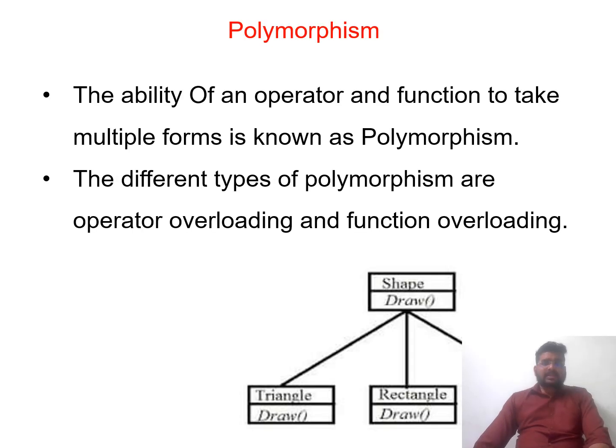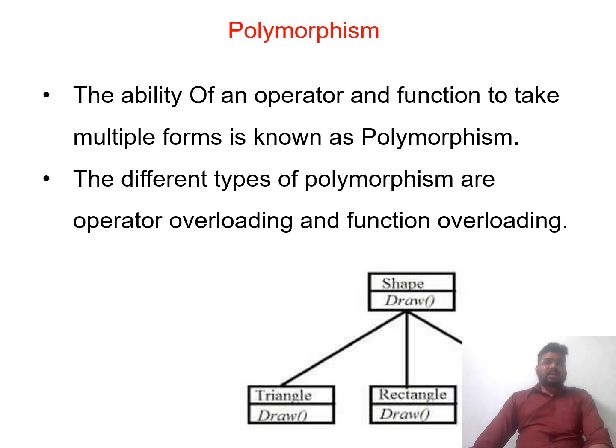Next, we will discuss polymorphism. The ability of an operator and a function to take multiple forms is known as polymorphism. The word polymorphism means many forms. In simple words, we define polymorphism as the ability of a message to be displayed in more than one form.